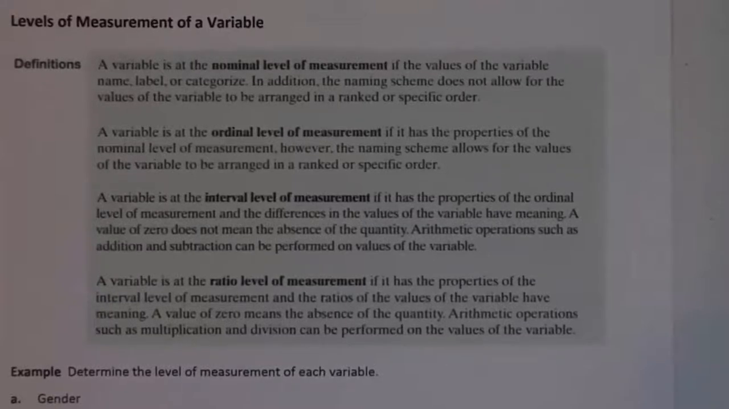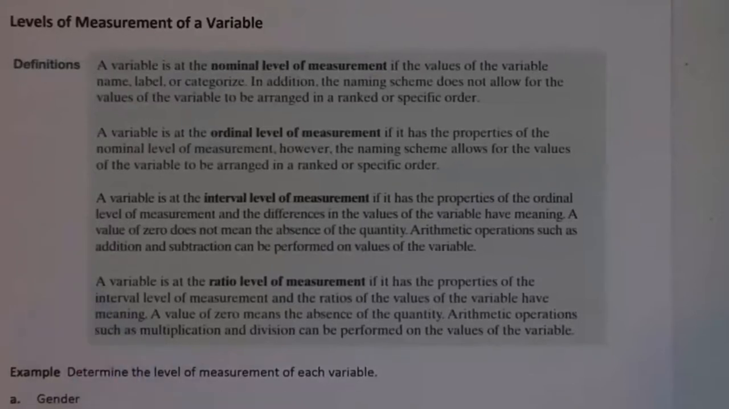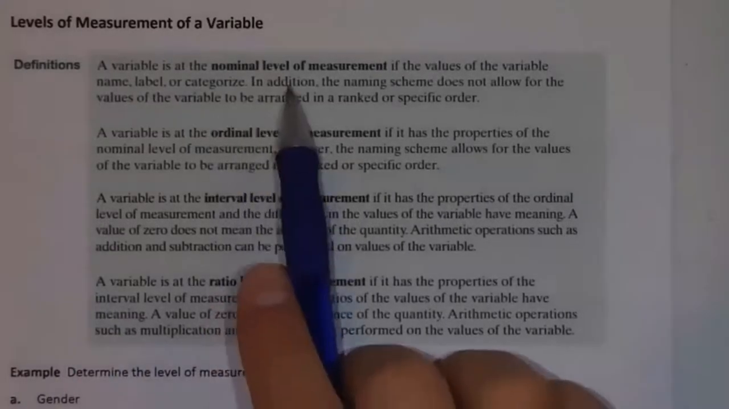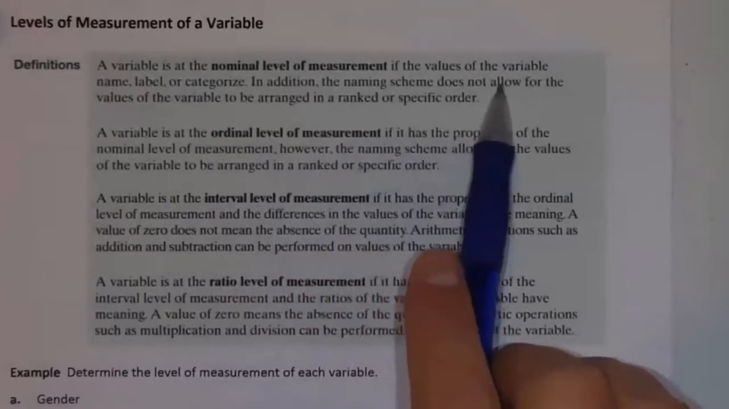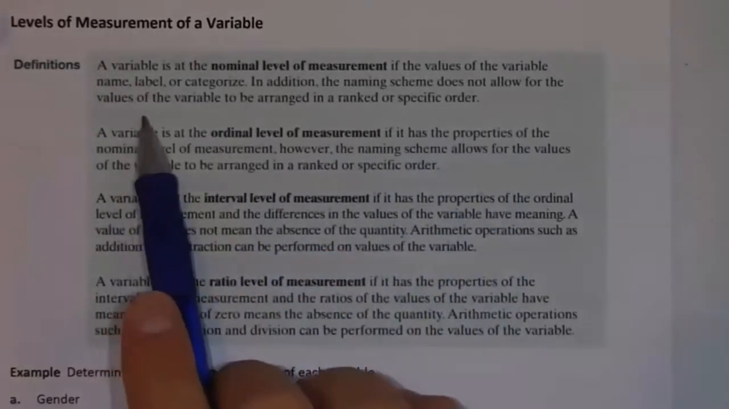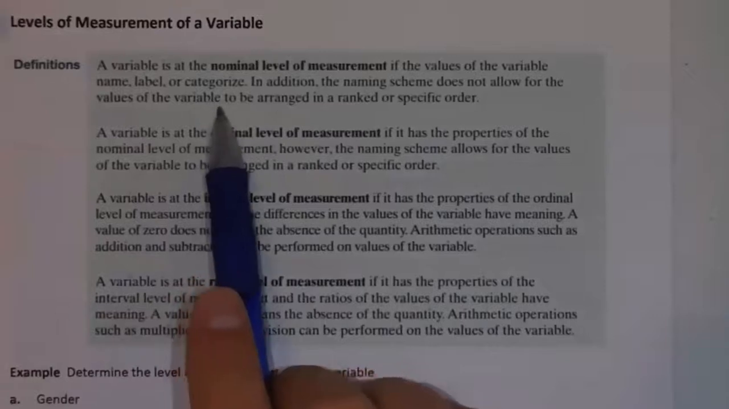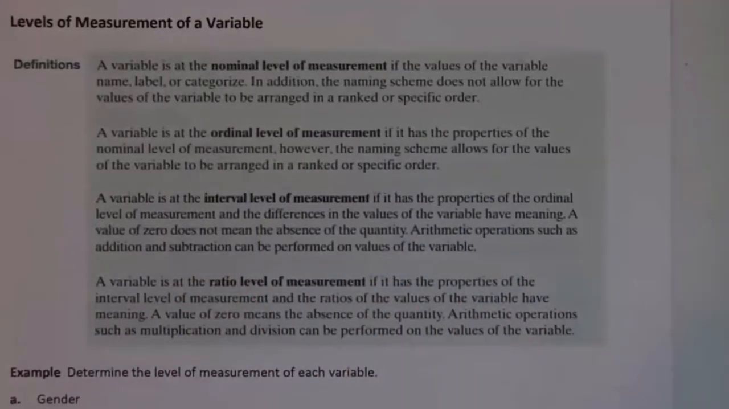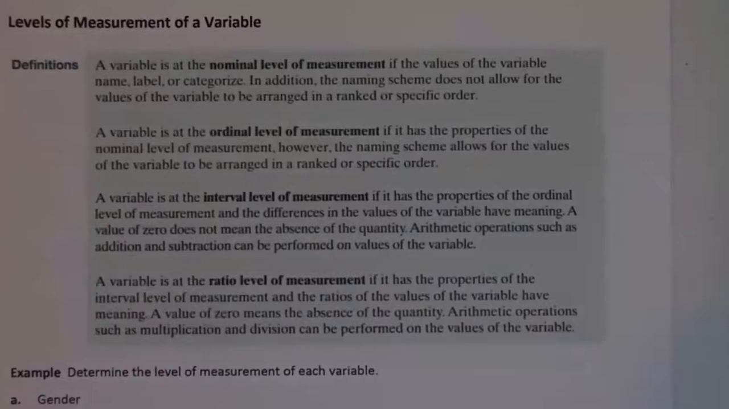The last item in section 1.1 is called level of measurement. And level of measurement kind of goes along with this concept of qualitative versus quantitative variables and data and so on. So definition. A variable is at the nominal level of measurement if the values of the variable name, label, or categorize. In addition, the naming scheme does not allow for the values of the variable to be arranged in a rank or specific order.